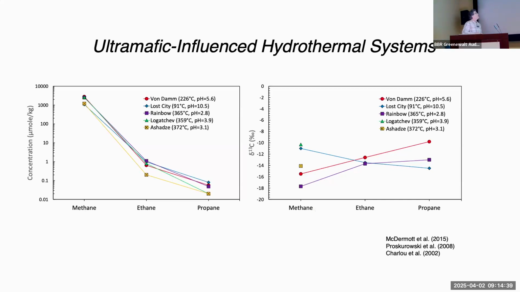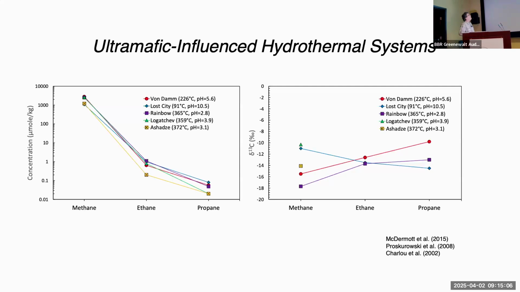These are data from ultramafic influenced systems on the seafloor. And what you'll notice is that this is methane, ethane, and propane. In terms of concentration, they show these very similar trends in terms of their relative abundance over a range of systems. And what's really interesting is that these are very, very different systems.